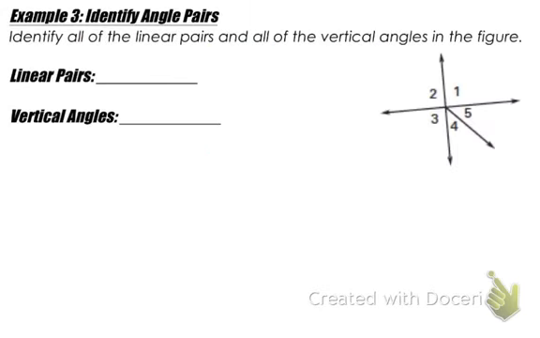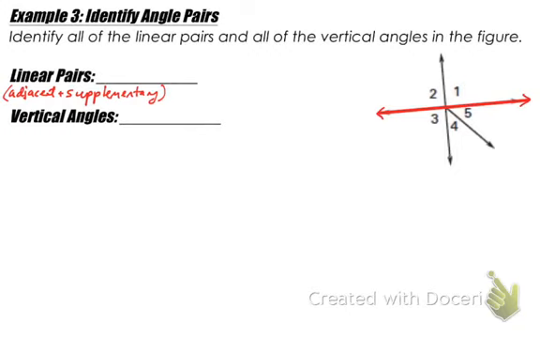Alright, the final example, we have to identify angle pairs. Identify all linear pairs and all vertical angles in the figure. So linear pair, remember, we need to have adjacent and supplementary angles. So one thing that we do know is that on a straight line, the straight angle, its measurement is 180 degrees. Okay, so we want for a linear pair, the angles to be supplementary and adjacent as well.